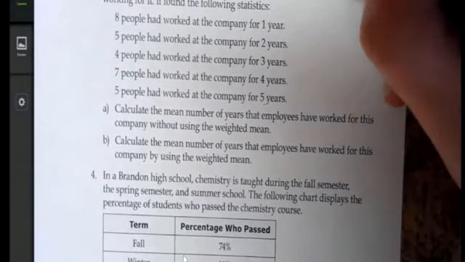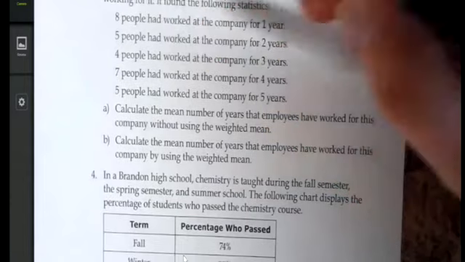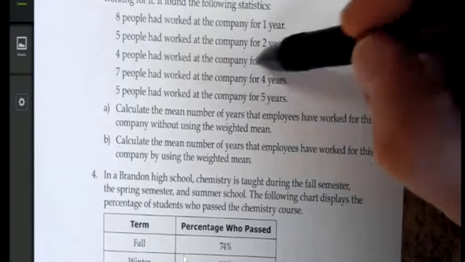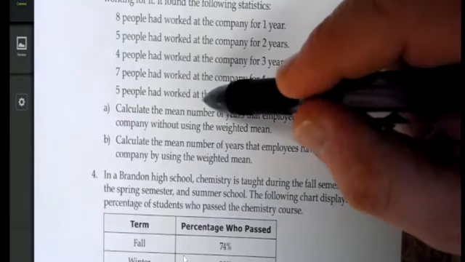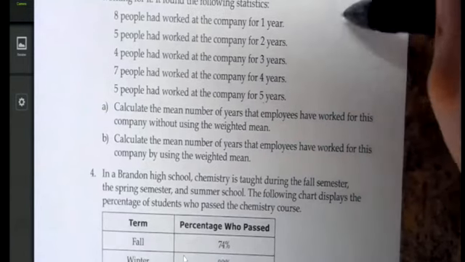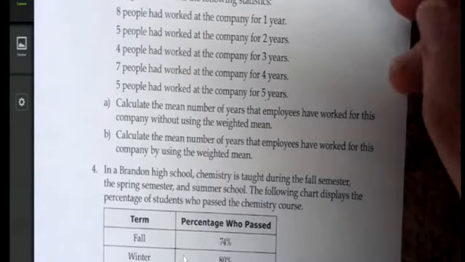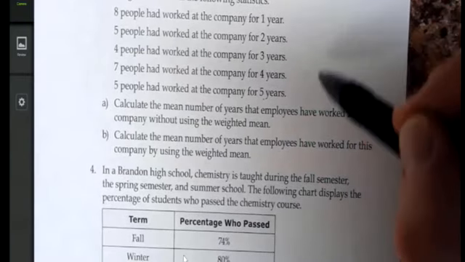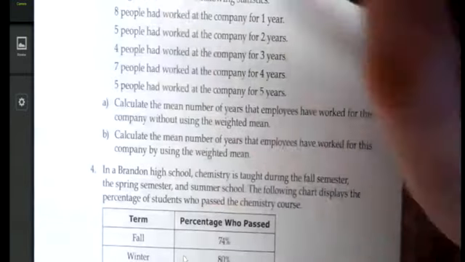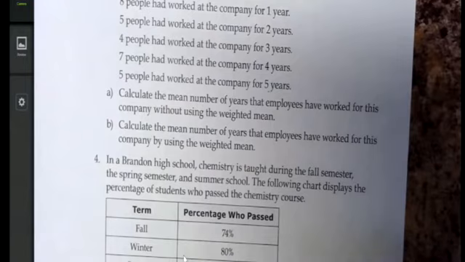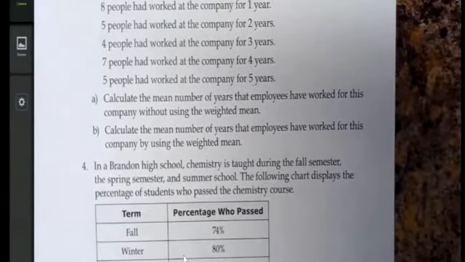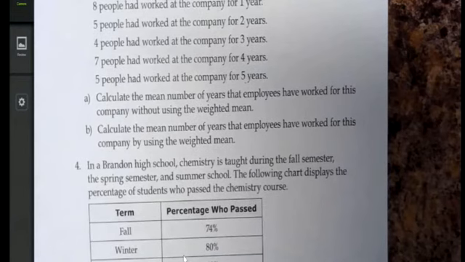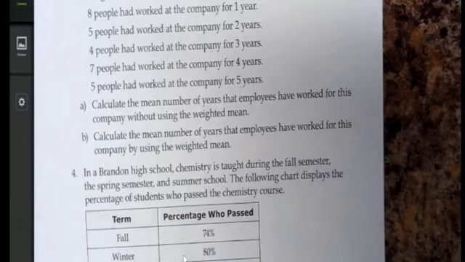If you're doing it with the weighted mean, you got to do 8 times 1, so that's 8, then 5 times 2, there's 10, and then 12, and then 28, 7 times 4, and 5 times 5 is 25. You get the total number of years and the total number of people. You take your years, take your people, add them all up, and you're going to divide the 2. Okay. I'm thinking, let's do this one together, and then I'll leave you guys with 2 and 4.